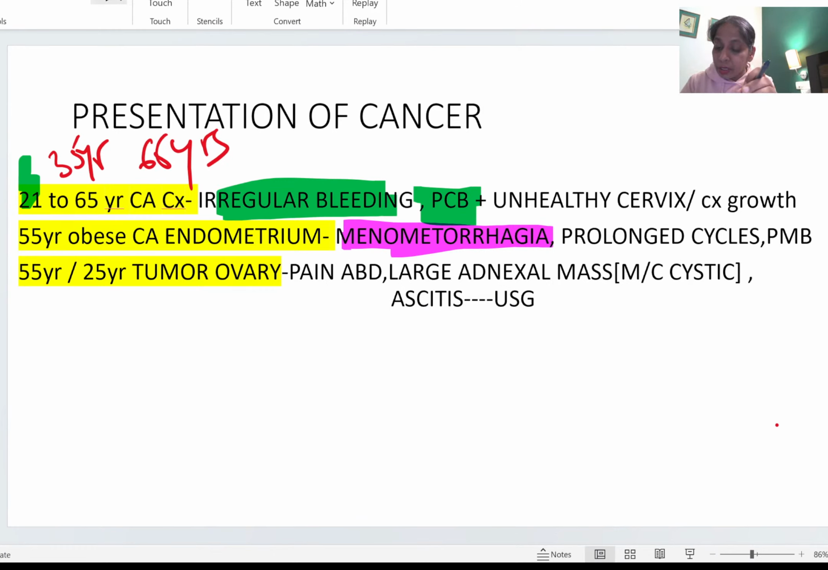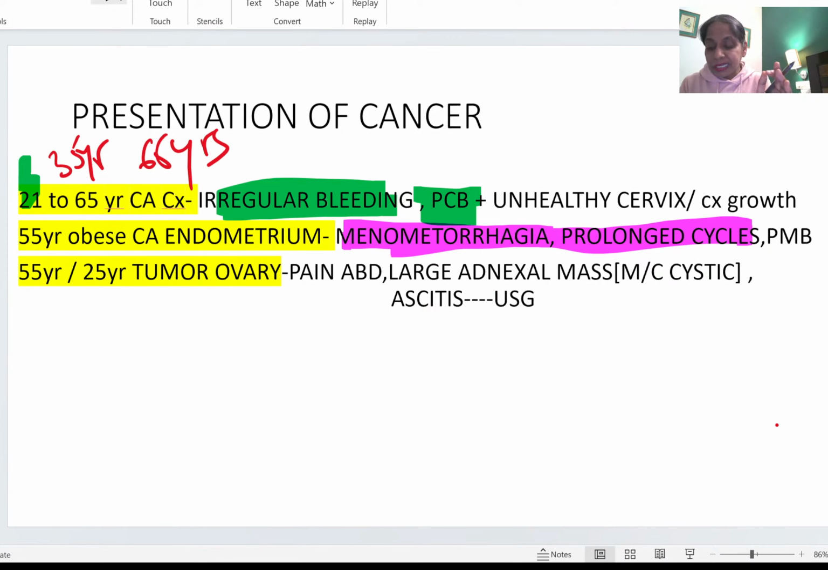Irregular spotting is also present, plus the bleeding phase of the menstrual cycle is long, 6 days, 8 days. So this is the most common complaint, right? The other is prolonged cycle. Now, if that lady has undergone menopause and CA endometrium comes, then the patient can present to us with post-menopausal bleeding.